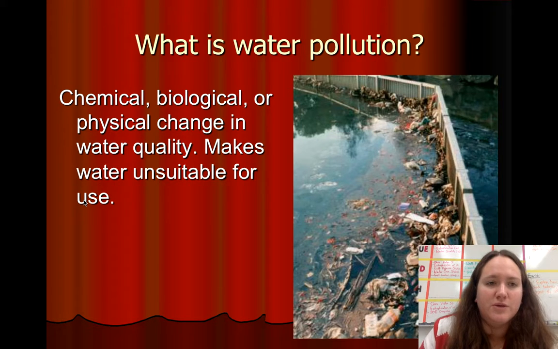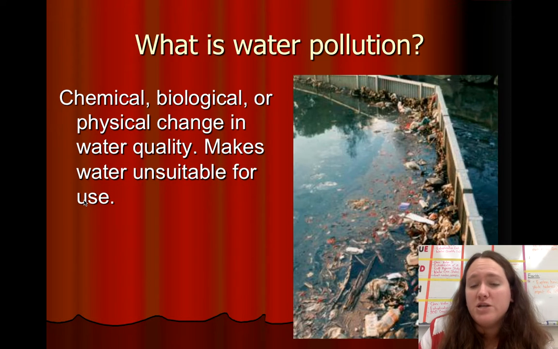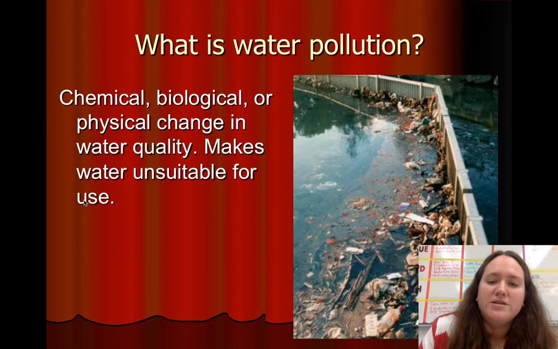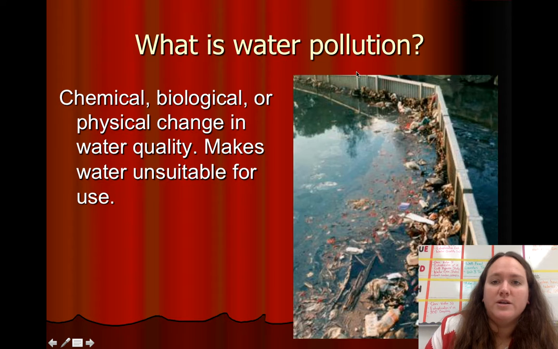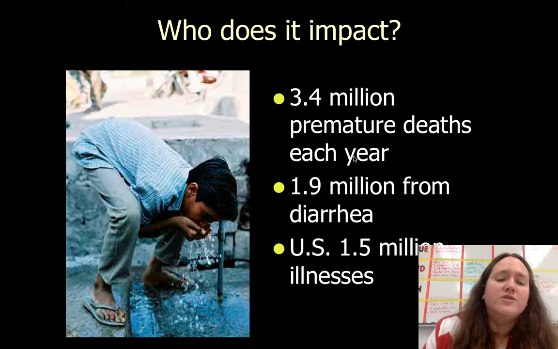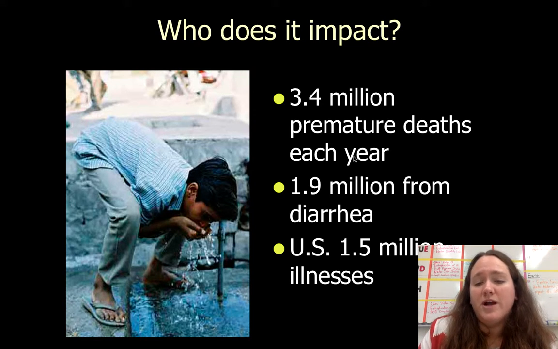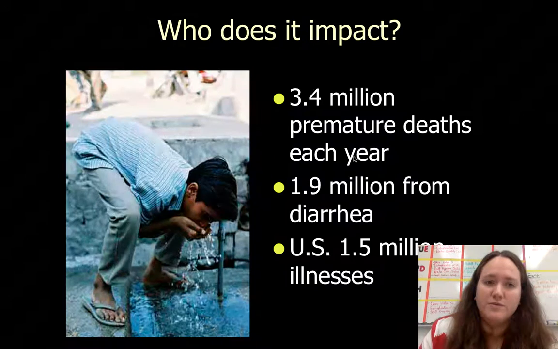So switching gears a little bit, what happens when our water becomes polluted? That's one of the biggest issues that we have. So talking about water pollution, it's any chemical, biological, physical change that happens in the water, and it basically makes our water unusable. So this is kind of the classic picture of pollution, but sometimes we can't even actually see water pollution. Who does it impact? There's 3.4 million premature deaths every year. Almost 2 million people die from diarrhea. A lot of times they're children, and there's about 1.5 million illnesses that stem from not having enough water or having water pollution problems.